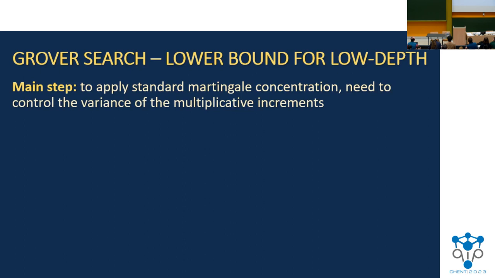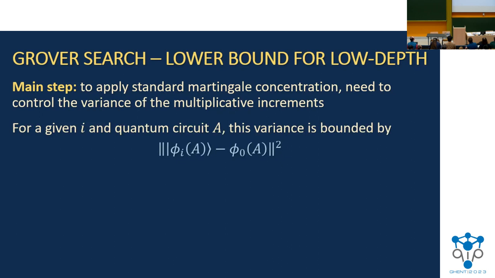Okay, I want to use an off-the-shelf martingale concentration to then show that this quantity ends up being very close to 1. And for this, I need to control the variance of these multiplicative jumps. And it turns out the variance is actually controlled by this square distance between the following two states.